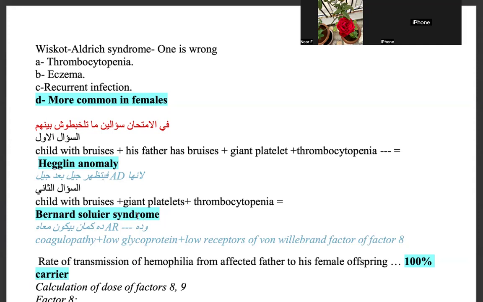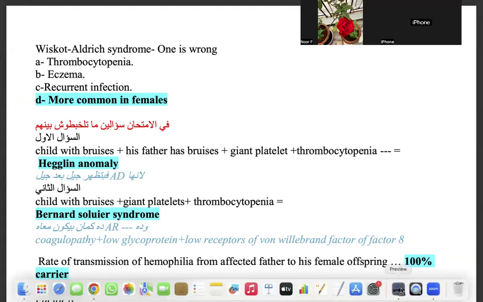In the first, he is telling child with bruises, yes, there are giant platelets, there is thrombocytopenia in both. But the only thing here is he is telling the father is also involved because there is autosomal dominant inheritance. Here, the father involvement will not be mentioned because this is autosomal recessive inheritance. That is how you have to differentiate between these two questions. If they say that the father has bruises, same question with only the extra point that father has bruises, you will choose May-Hegglin anomaly. If nothing is discussed about the father, you will choose Bernard-Soulier syndrome.